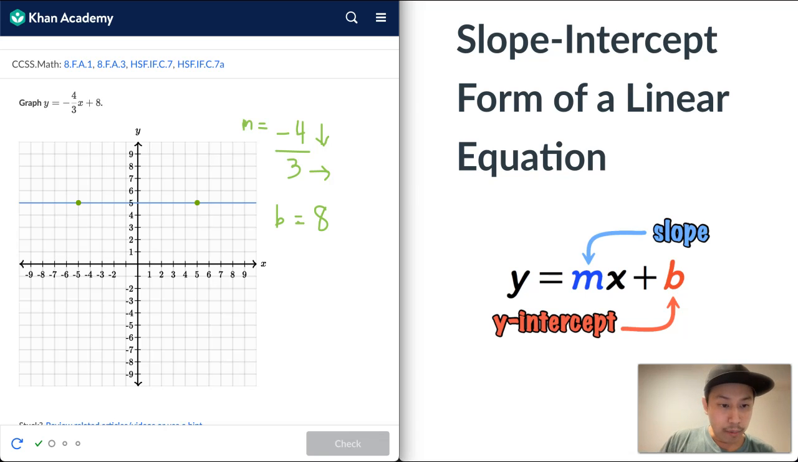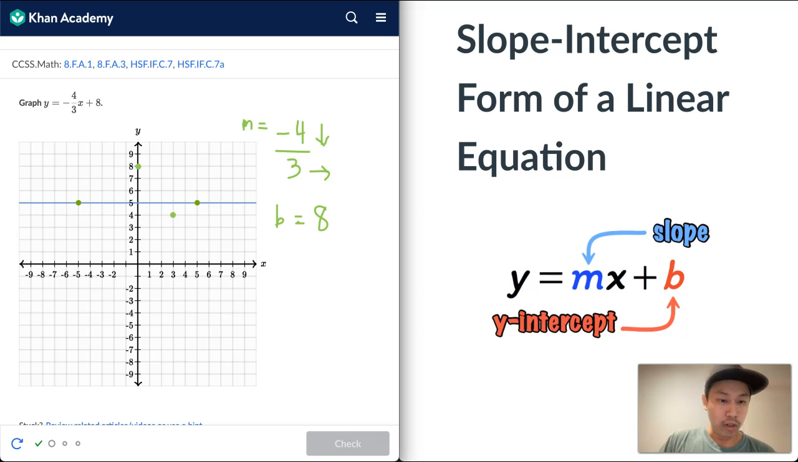I like to begin with the y-intercept. b is 8, so I'm going to go to my y-axis and plot an 8. I'm going to start there. From this y-intercept, now I apply my slope: down 4, right 3. So count with me. Down 1, down 2, down 3, down 4. Right 3: 1, 2, 3, boom.